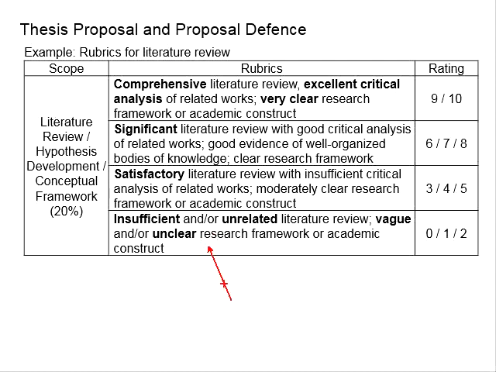Insufficient and or unrelated literature review, vague and or unclear research framework or academic construct. That means you are talking about something which is insufficient, or unrelated, or not clear. That means it's not really helping your entire research. Then you will be awarded a rating of 0 to 2, which if converted to percentage, is between 0 to 4%.